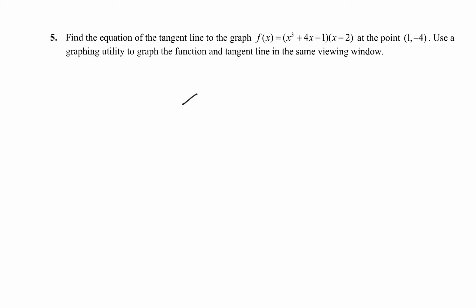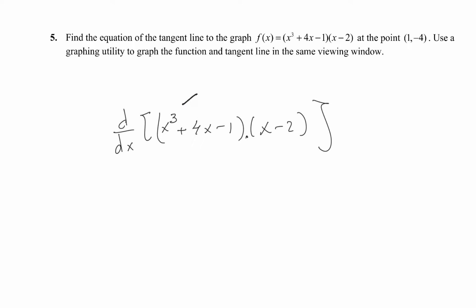The problem here is to find the derivative of f of x. The derivative of f of x is the derivative of the function x cubed plus 4x minus 1, times x minus 2. Of course, we can multiply using the distributive property, obtain a long polynomial, and take the derivative. But it's faster to do it in this way.